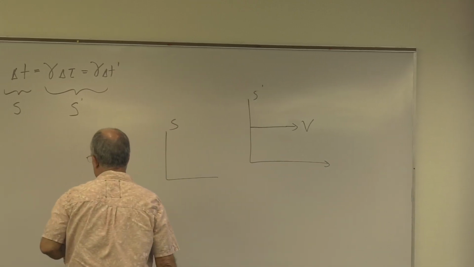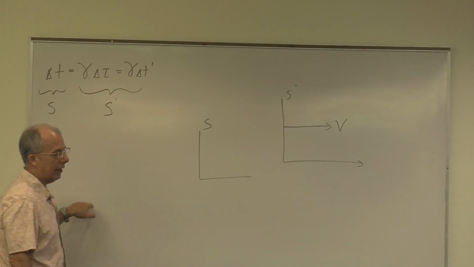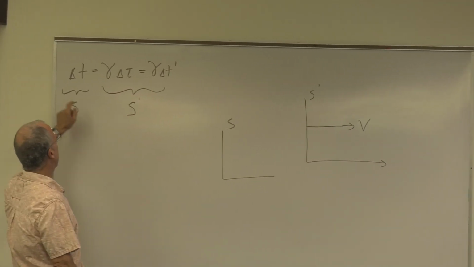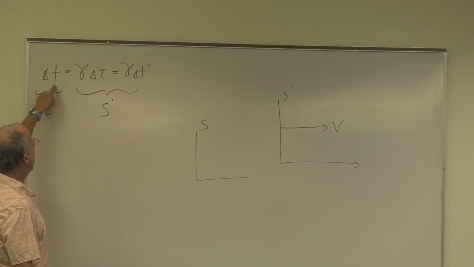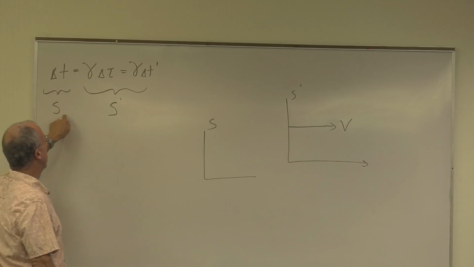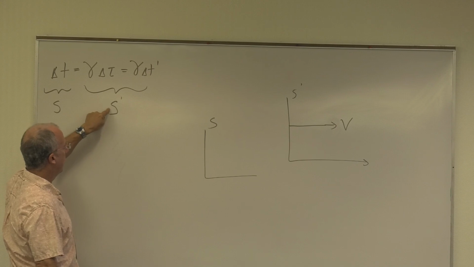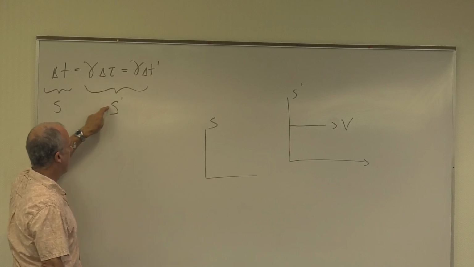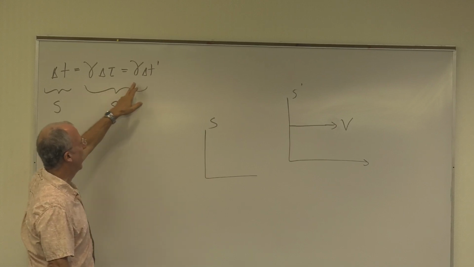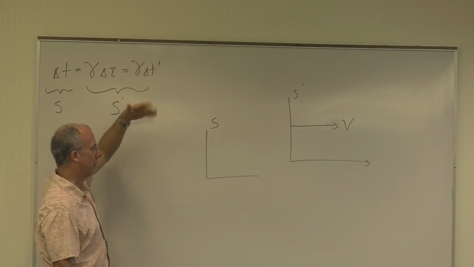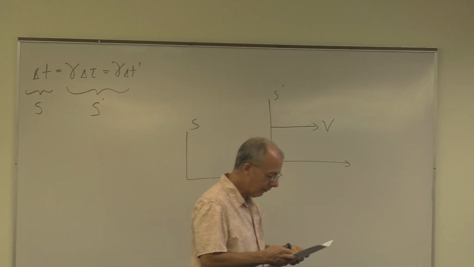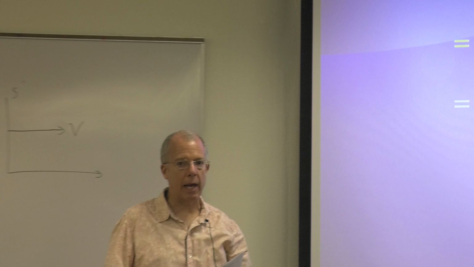And the last thing we did, we were talking about the fact that time is relative. So we figured out that the time interval that we measure in S equals gamma delta tau, which is what we measure in S prime. And remember, delta tau is just delta t prime. I wish I would have just kept it delta t prime, but whatever. So we're going to do some examples now.